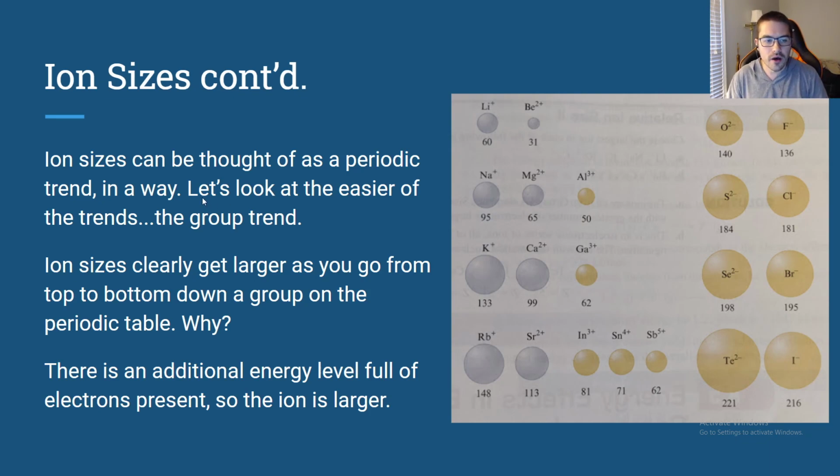So one thing that we can say right off the bat is very, very simple, right? The group trend: as you go down the periodic table, clearly the ions are going to get bigger. Just like when we talked about atomic radius, as you go down the periodic table, the atoms get bigger. And the answer is clear, right? There's an additional energy level full of electrons, so the ion is just larger.